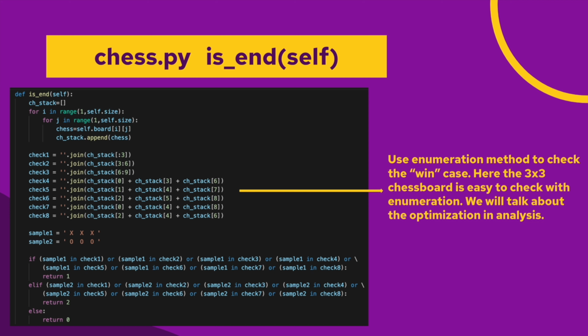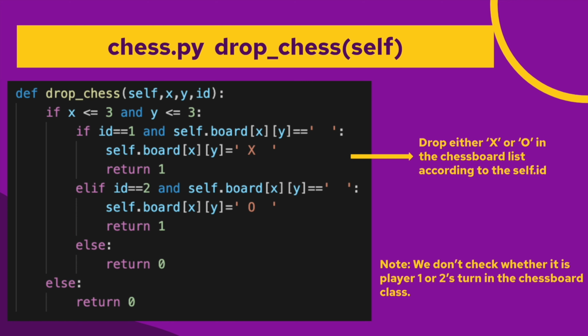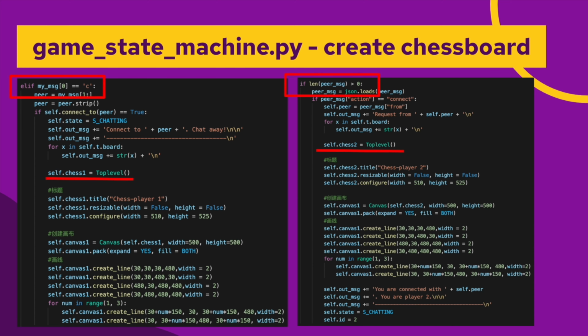Here, the 9-pattern grid chessboard is easy to check with enumeration, but it's hard to list and check all the situations if the chessboard is larger. We will talk about the optimization in the analysis part later. In the drop chess method, we drop either X or O in the chessboard list according to the self ID. Note that we don't check whether it is player 1 or 2's turn in the chessboard class. Other operations are done in the game state machine file.